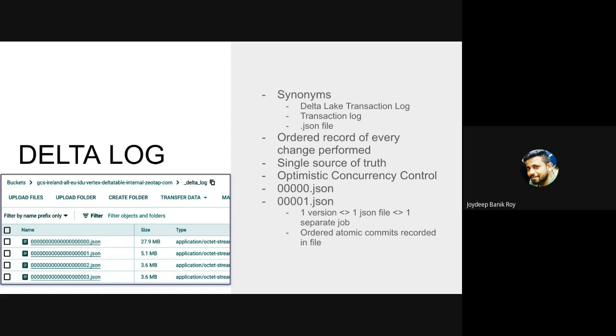And I've already explained single source of truth with an example. It also enables optimistic concurrency control. We'll look into that. So just remember: every JSON file corresponds to a version. Each JSON file within it has ordered atomic commits. The commits that you have made are ordered and stored here.